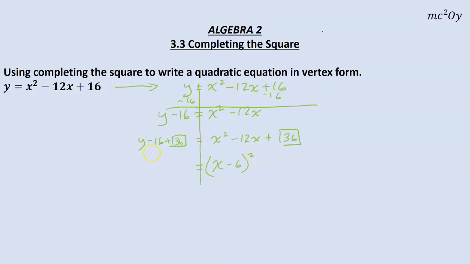And that's equal to y, well, it actually will be plus now. Negative 16 and 36 is 20. Now just to get it to vertex form, just one more step. You move that 20 back over. So you have y equals x minus 6 quantity squared minus 20. Just subtract that 20 on both sides.